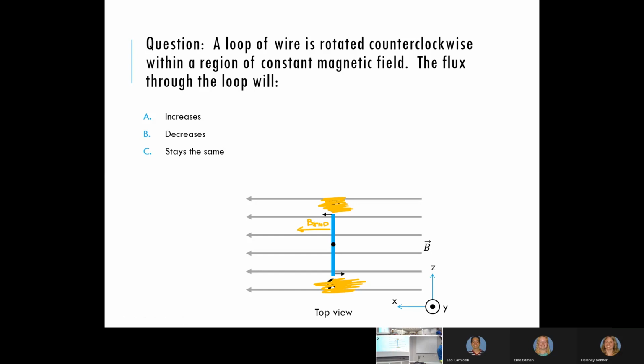In order to produce an induced field going to the left, what direction should the current be flowing on this top segment of the bar that's coming out? Which way should the current flow on this top bar?